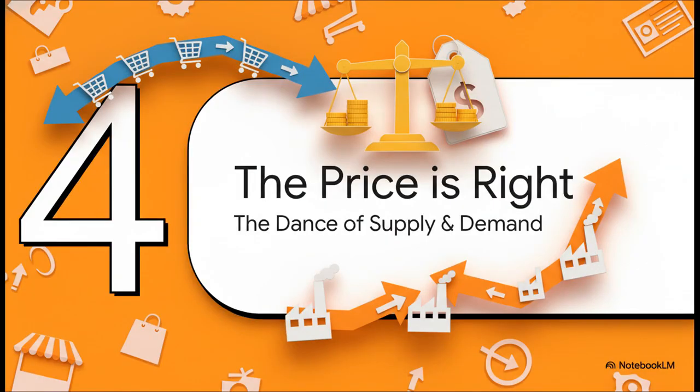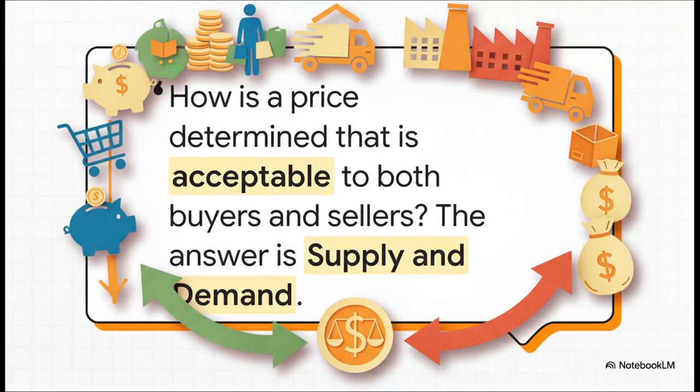Which, of course, brings us all the way back to our very first question. In a market where there's at least some competition, how does a price actually get set? How do we land on that one number that both buyers and sellers can agree on? Well, the answer is in probably the most fundamental idea in all of economics, that constant dance between supply, what sellers have to offer, and demand, what buyers like us are willing to pay.